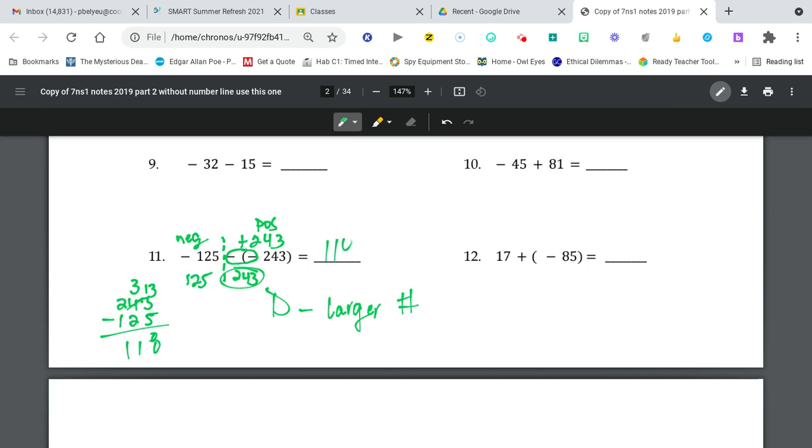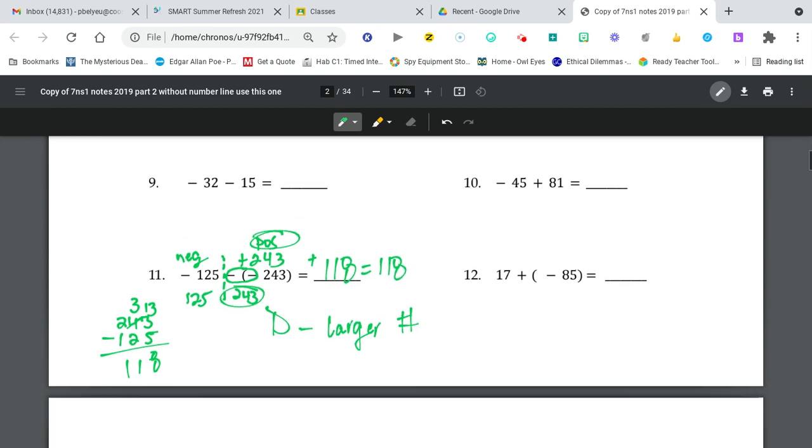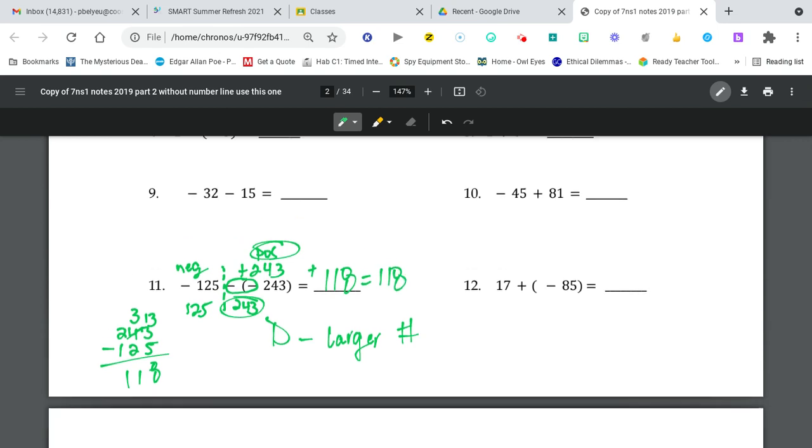118 and 243 is larger, and its sign is positive. I don't have to put that little plus sign. I can just put 118. I'm going to go back up here. After the negative 32, this is negative. I'll put a little bar. That's negative. I can read this as negative 15.